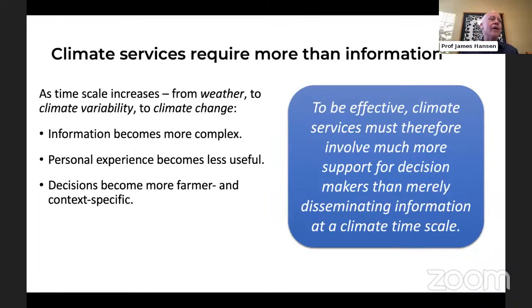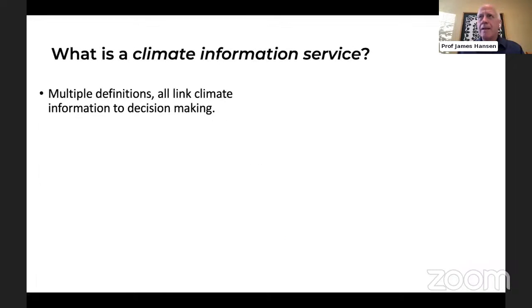So if we think about a weather service, that would typically include reports about yesterday's rainfall or recent rainfall and temperature and forecasts out the next few days. That information should be disseminated broadly. It doesn't need a lot of interpretation or education. But climate services are more than just disseminating information. That begs the question, what are climate services? What do they need? There are several definitions of climate services or climate information services. All of the definitions that I've seen include somehow the connection between climate information and decision making.